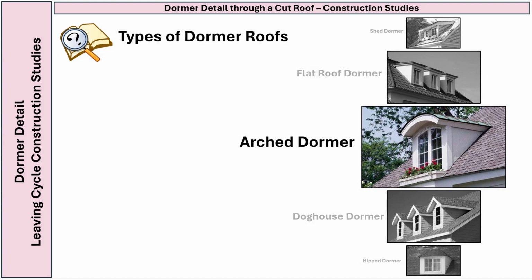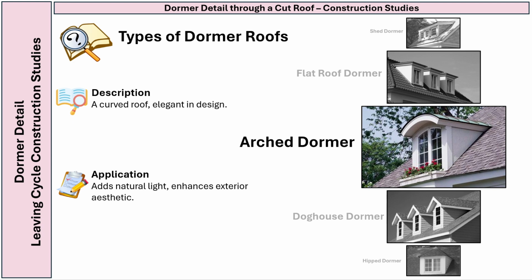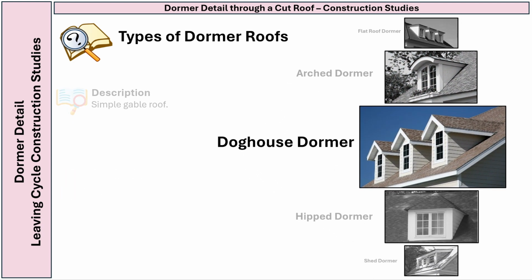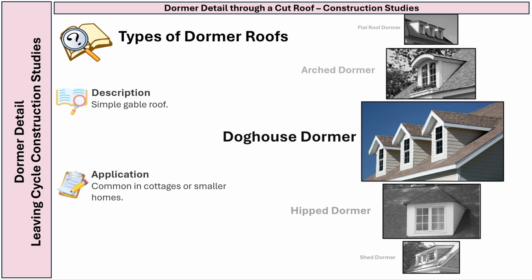Dormer roofs come in a variety of shapes with a multitude of different purposes. Take the arch dormer for instance. It has a curved roof with an elegant design and adds natural light, enhancing the exterior aesthetics. The doghouse dormer has a simple gable roof which is commonly seen in cottages or smaller homes.